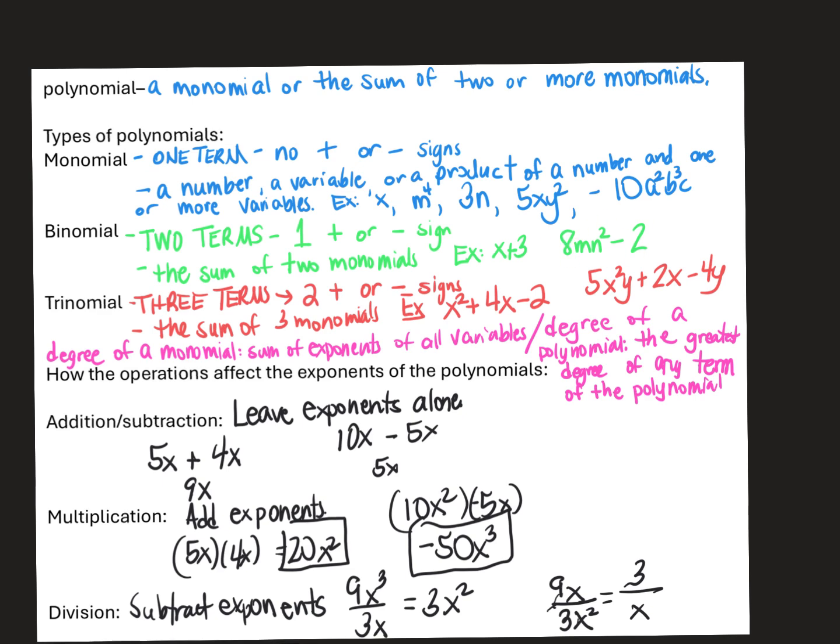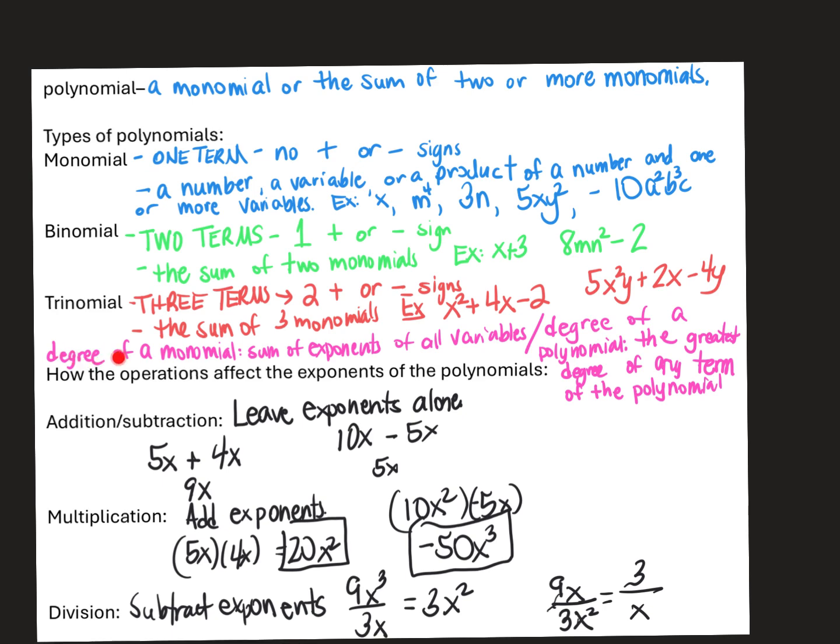And then for three terms, two plus or minus signs we already said, it's the sum of three monomials. For example, x squared plus 4x minus 2, or 5x squared y plus 2x minus 4y. Those are all examples of trinomials.